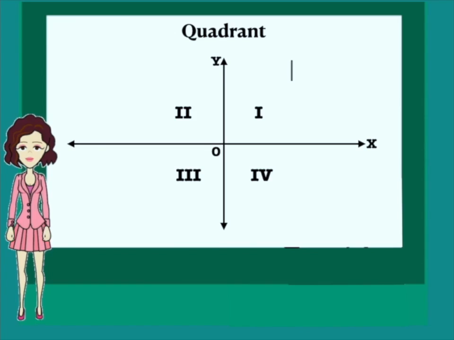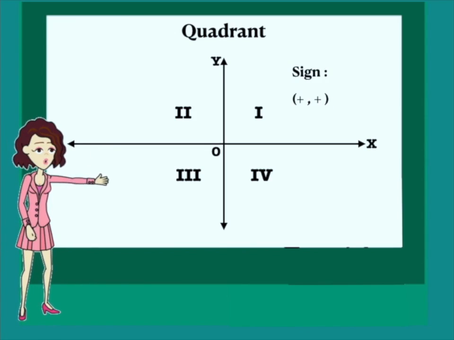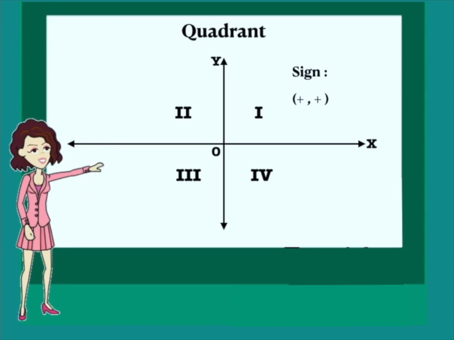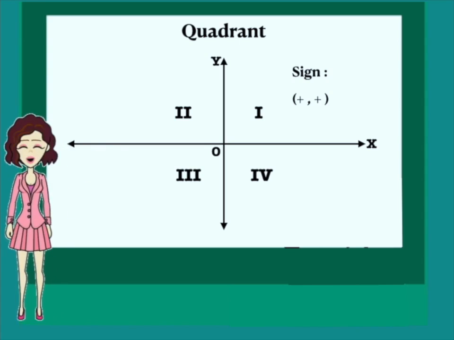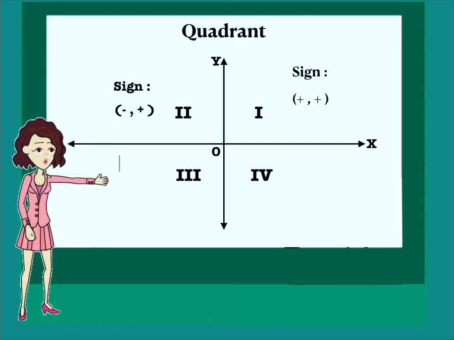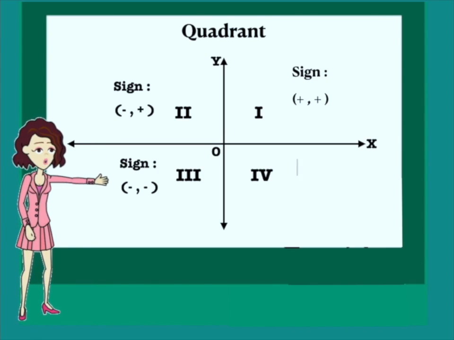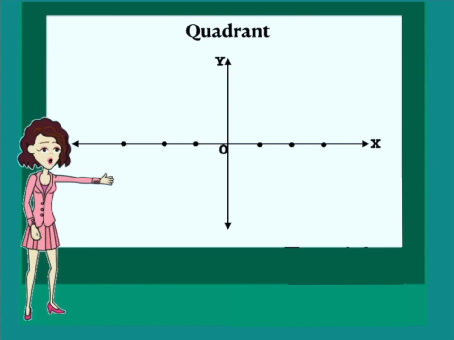Quadrants and sign convention. In the first quadrant, the sign is plus plus. In the second quadrant, the sign is minus plus. In the third quadrant, the sign is minus minus. In the fourth quadrant, the sign is plus minus.